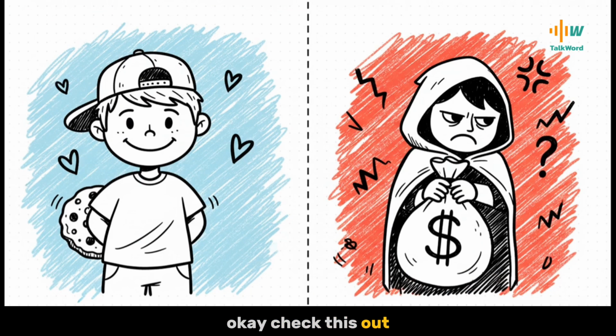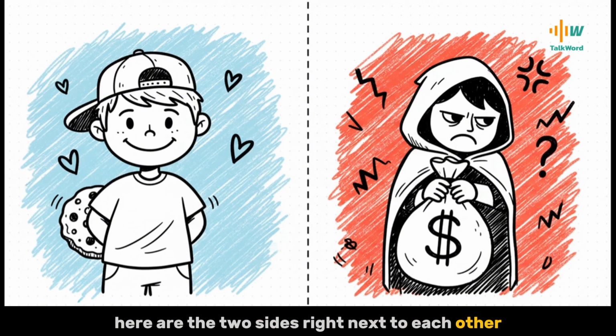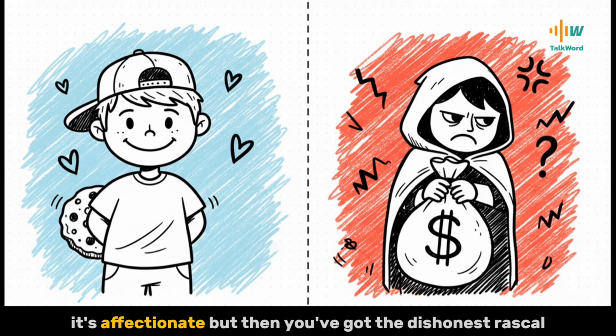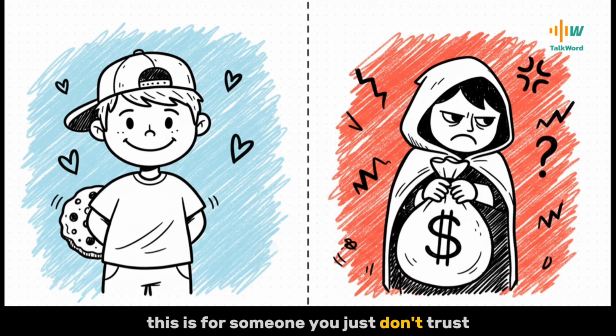Okay, check this out. Here are the two sides right next to each other. First, you've got the playful rascal. This is what you'd call a mischievous kid who just drew on the wall with a crayon. It's said with a smile, with a little laugh. It's affectionate. But then you've got the dishonest rascal. This is for someone you just don't trust, maybe someone who scammed you. The feeling here is completely different. It's serious. You're not happy. Same word, totally different vibes.